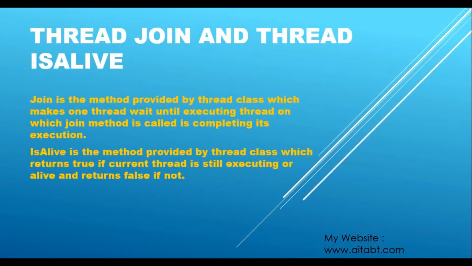First of all, what is thread join and thread is alive? Join is a method provided by the thread class which makes one thread wait until the executing thread on which the join method is called completes its execution. Now what does that mean? Let's see it directly in action, and for that let's switch to Visual Studio.